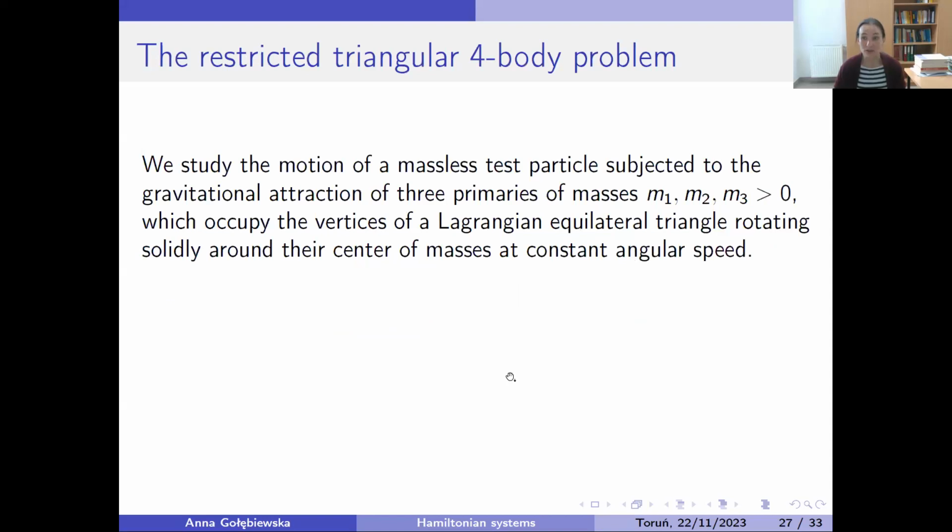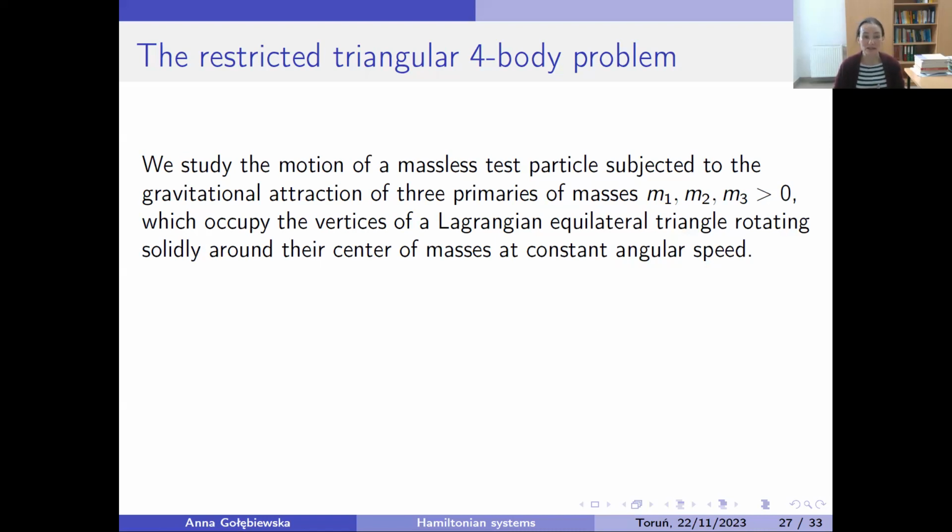But okay, the example. I would like to show an example of the systems with Coriolis forces I have just described. The example is the restricted triangular four-body problem. By the restricted problem, we understand the problem of studying the motion of a massless dead particle under the force of gravitation of other primaries. So we restrict the fourth particle to be massless, but the three other primaries, of course, have positive masses, m1, m2, m3.